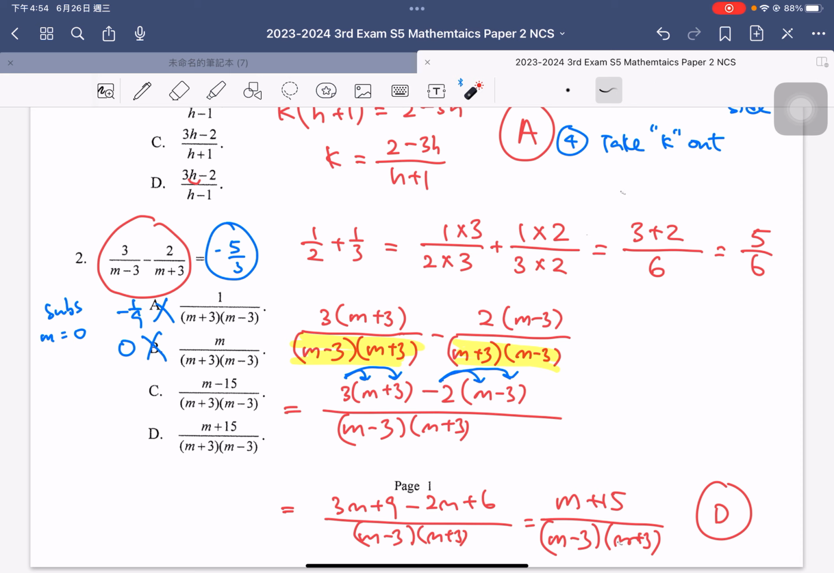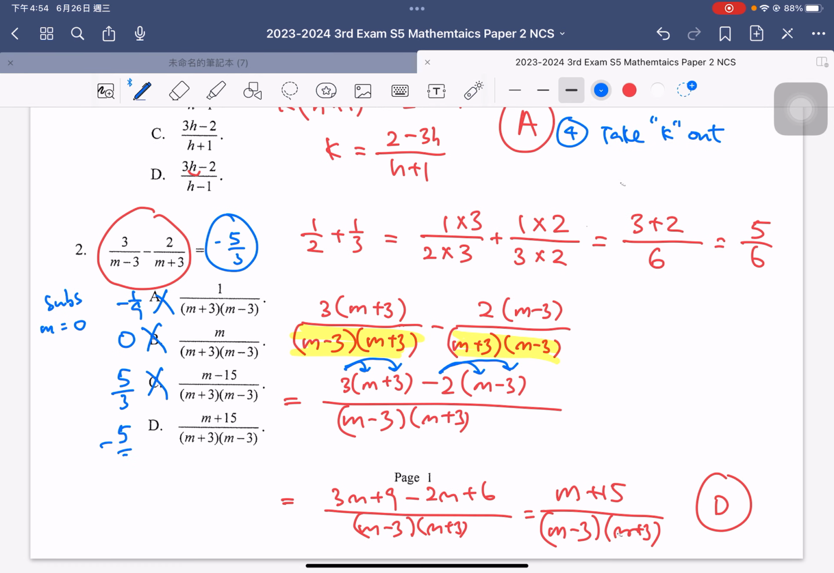And for the third one, C, if you substitute 0, we get 5 over 3 if you use a calculator, which is wrong as well. But if you substitute the 0 here, then you actually get negative 5 over 3. So D is 100% sure, which is correct. If you think this method is too hard, then try to use this substituting method, which makes your life easier.